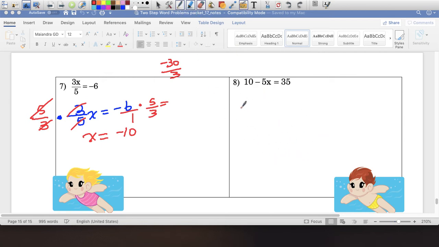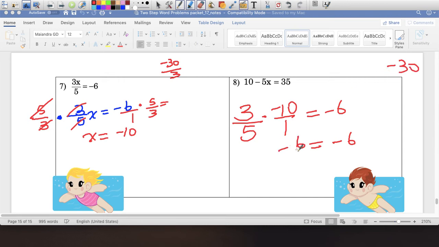If I check, I'm going to replace this x here with negative 10. So instead of x, I'm going to write negative 10 over here, and hopefully that's going to give me negative 6. Well, we put this over 1. 3 times negative 10 is negative 30, and negative 30 divided by 5 is indeed negative 6. So good to know.